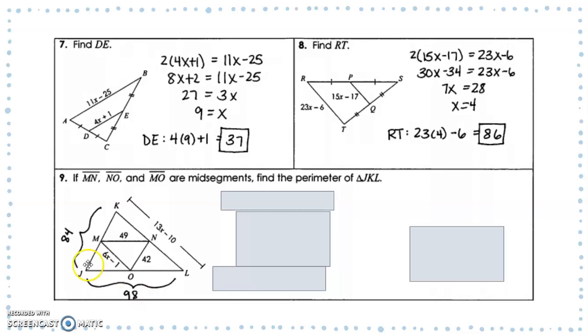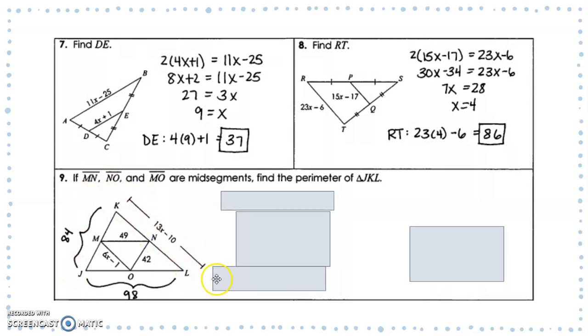Same thing for KJ. I'm going to use my midsegment NO. They told me NO is 42. That's half of my length, so I'm going to double it to get KJ is 84. The last side that I need to find in order to get my perimeter is side KL.